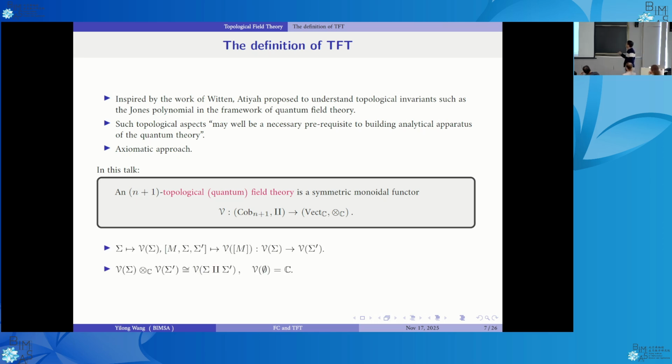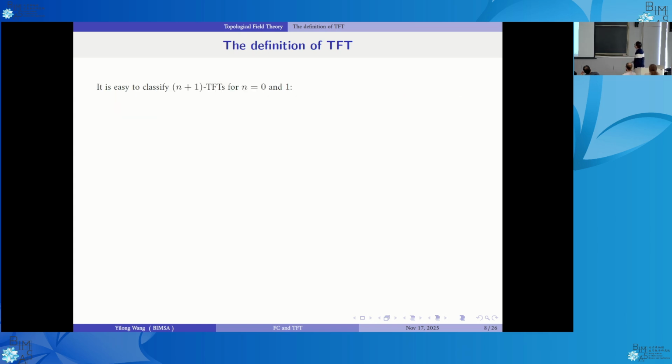So in particular, we assign objects to objects. That means we assign n-manifolds to vector spaces, and (n+1) cobordisms to linear maps between the corresponding vector spaces. And more importantly, the tensor product structure is preserved here, and the empty set is assigned to the base field. So this is just the definition of topological field theory.